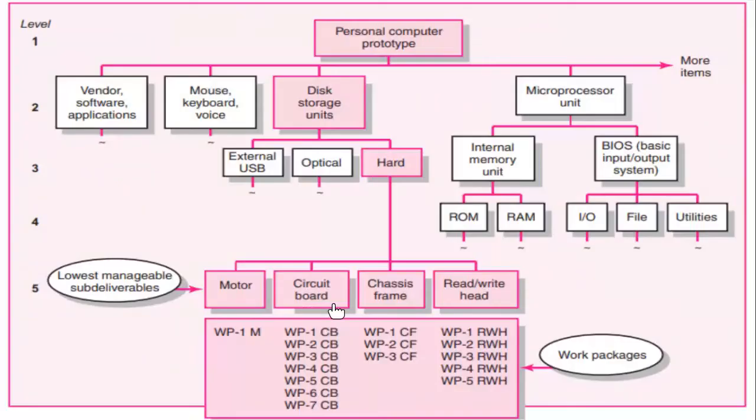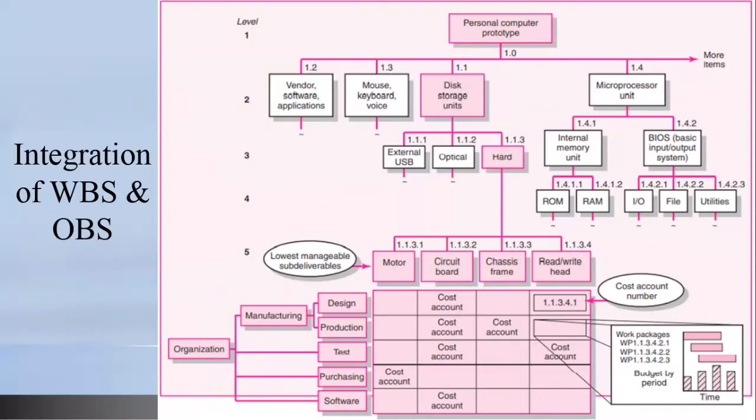Right. Remember, for the circuit board, for example, we had 7 work packages. On the read-write head, we had 5 work packages, right? So for these work packages, the circuit board has 7, the motor has 1, and the read-write head has 5. For all of these work packages, we are going to assign resources to them, and that's how we integrate our WBS and our organizational breakdown structure.